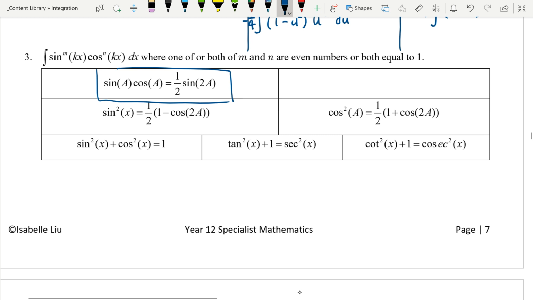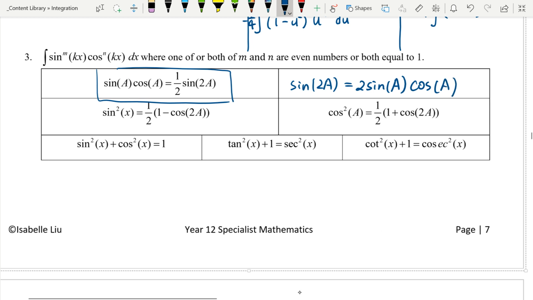So sin 2a equals 2 sin a cos a. When I go for antidiff, I can make sin a cos a become a half sin 2a, and I can easily antidiff a half sin 2a. Yeah, that's the first one.